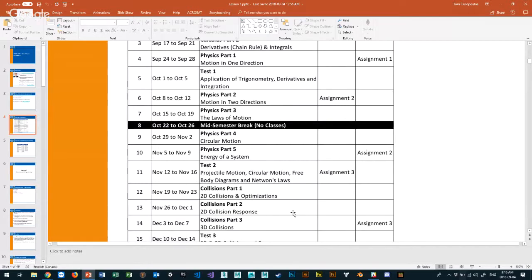Okay, so that's it. Week 8 will be the semester break this semester. That's October 22nd to October 26th. There'll be no classes during that time. But you'll be getting assignment 2 just before the mid-semester break. Assignment 2 is more difficult because it's physics, right? So there'll be some physics questions that I'm going to ask you and your partners to do.